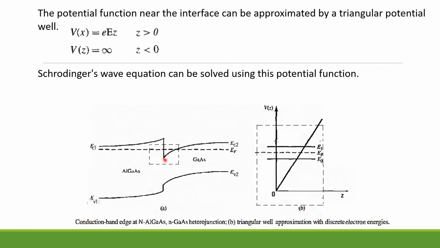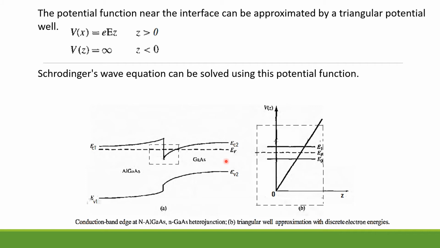The conduction band edge at the aluminum gallium arsenide and gallium arsenide heterojunction is shown in this figure A. The potential function near this interface can be approximated by a triangular potential well: V of z equal to eEz when z is greater than 0, and V of z equal to infinity when z is less than 0. Here the origin z equal to 0 is this point and the z direction is this direction.